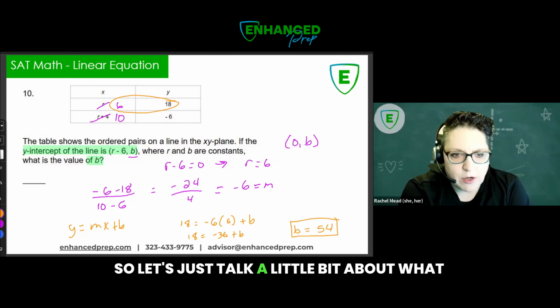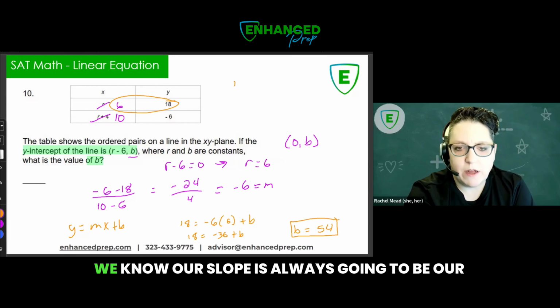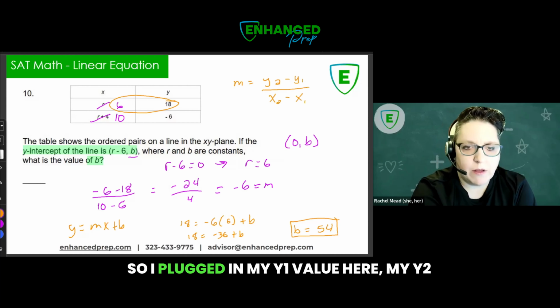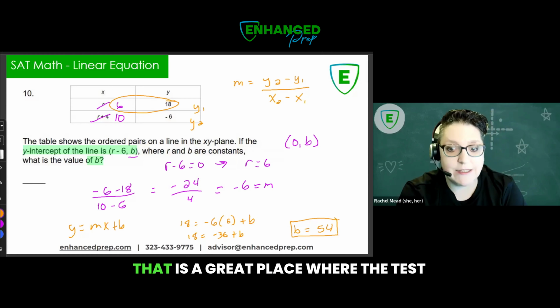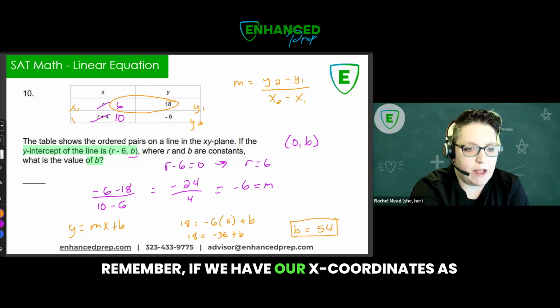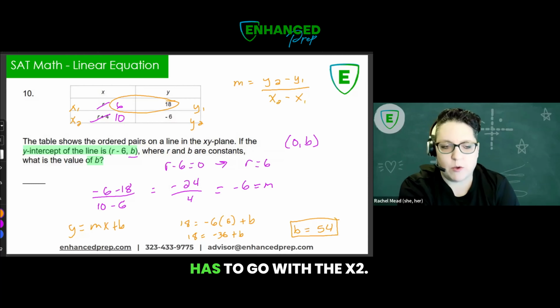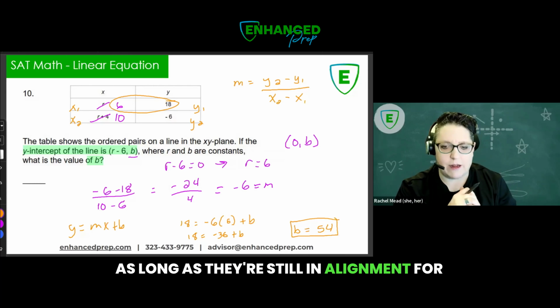So let's just talk a little bit about what we remember here in terms of, one, how we find slope. We know our slope is always going to be our y2 minus y1 over x2 minus x1. So I plugged in my y1 value here, my y2 value here. Be careful of those signs. That is a great place where the test writers are going to try and catch you. Remember, if we have our x coordinates as well, the y1 has to go with the x1, the y2 has to go with the x2. Again, it doesn't matter if you mix those up as long as they're still in alignment for us.